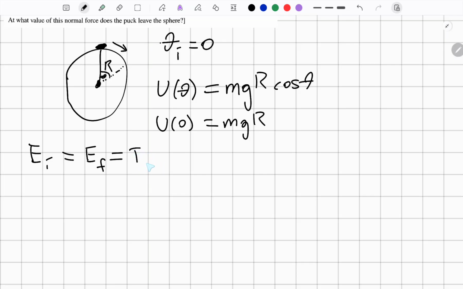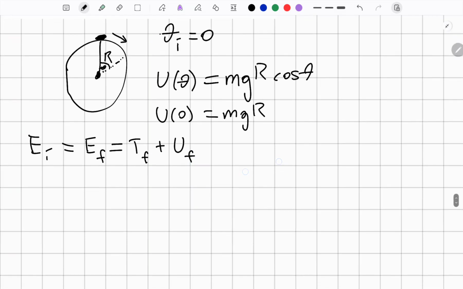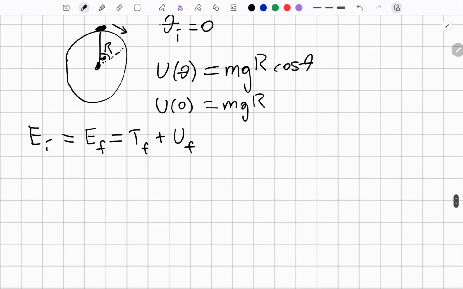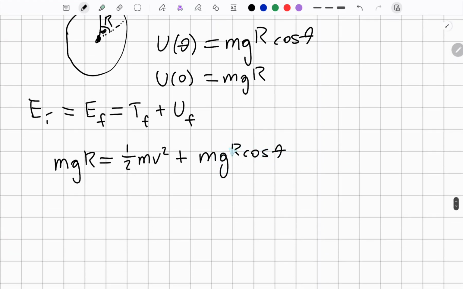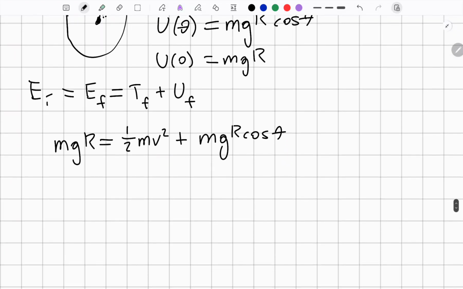which is equal to our initial energy. That is just that potential energy because we don't have any kinetic energy to start. Puck is at rest. So our initial energy is going to be mgr. That's going to equal our final kinetic energy and our final potential energy summed together. So this represents our final potential energy. This represents our final kinetic energy.